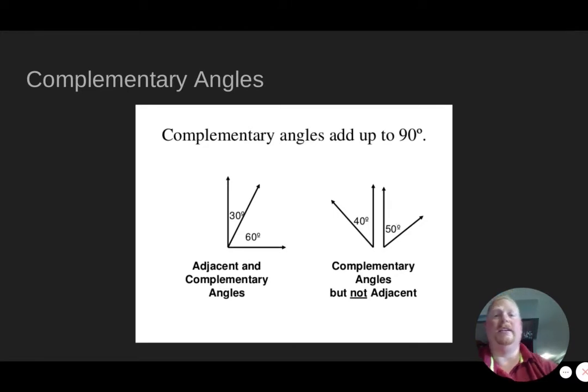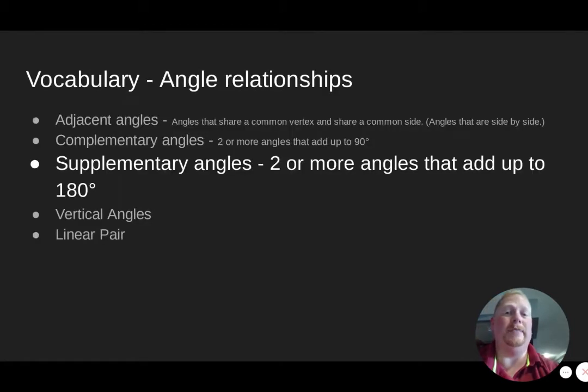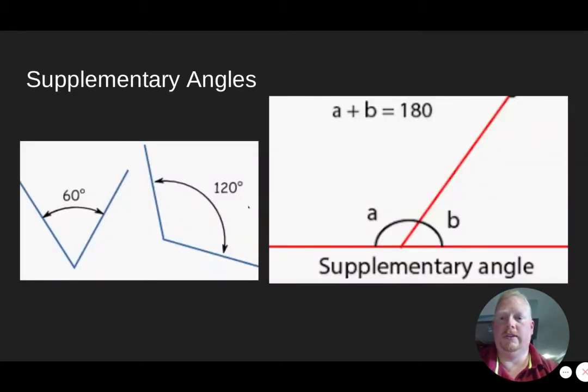Now, along the same lines, some angles don't add up to 90, but instead they add up to 180, and it happens so frequently that we had to give it its own vocabulary term, and that's supplementary angles. Supplementary angles are two or more angles that add up to 180 degrees. So here's a couple examples. This one's 60, this one's 120. Together, they make 180. However, more importantly, you're going to see situations like this, where you have adjacent and supplementary angles. So in this case, angle A plus angle B add up to 180, and this makes them supplementary.